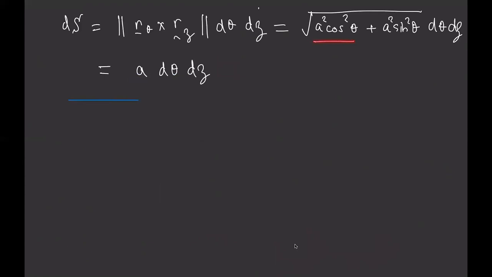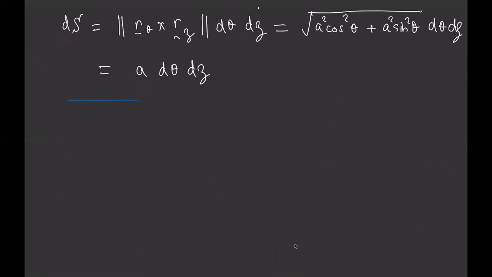So a squared cosine squared theta plus a squared sine squared theta plus 0 squared, d theta dz is what I get. And if I factor out the a squared here, I get cosine squared plus sine squared, which is 1. Pull the a squared out of the square root. a is a positive quantity, so that's just going to be a. So this is it, right?